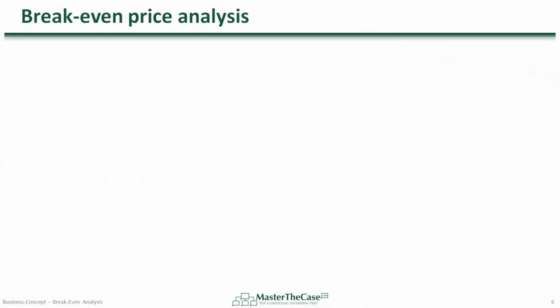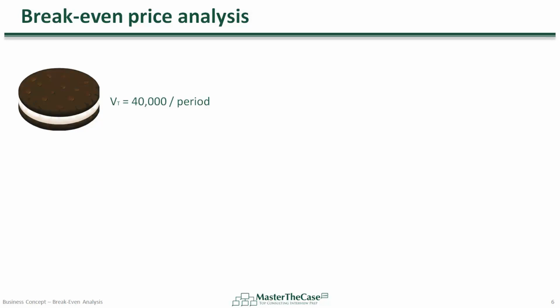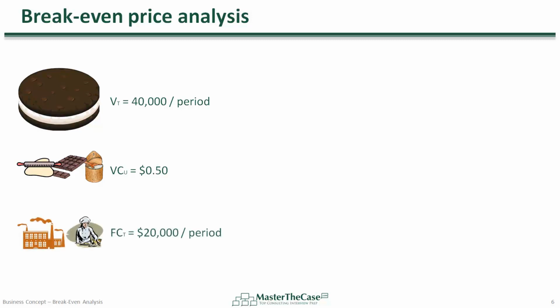Now, let's learn how to perform break-even price analysis. Just like with volume, in order to determine break-even price, we'll need to identify 3 data variables. 1, the total volume of a product, which is typically based on a period sales forecast. 2, the unit variable cost of the product. And 3, the total fixed cost associated with making the product for the period of time.